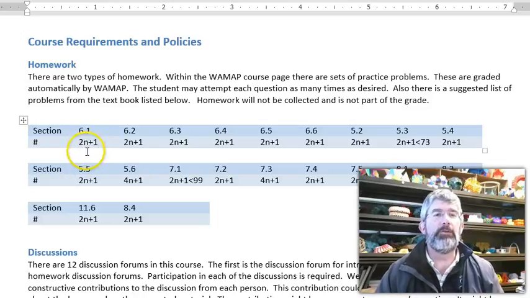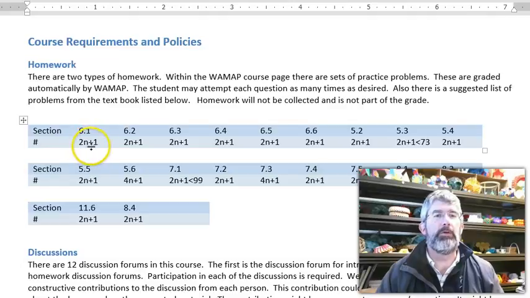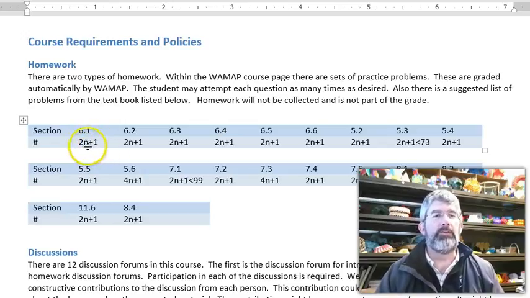So with n equals 0, for instance, 2 times 0 plus 1 is 1. So you should do problem number 1. If n is equal to 1, then you should do 2 times 1 plus 1, so that would be 3. So you should do problem number 3. If n is 2, this would be 5. If n is 3, this would be 7. This is essentially the odd numbers. So 2n+1 is the odds.